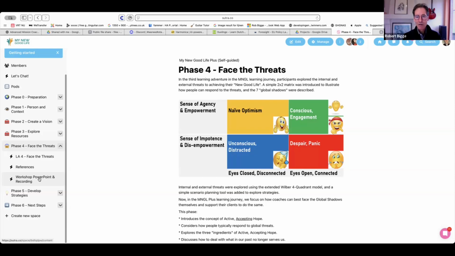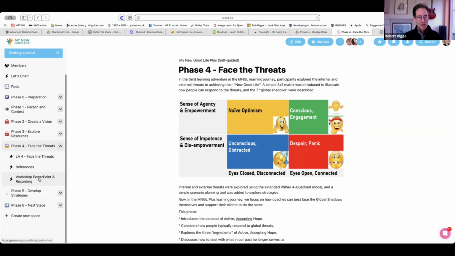So the new program addresses the whole canvas, which the original version of Mind Your Good Life didn't, possibly because it wasn't so clear in Bernard's mind when we developed it. So things have evolved over the past couple of years. One of the things we're now doing is using the Mind Your Good Life Light as a starter, and then adapting the Mind Your Good Life Plus to follow the new format. But this program follows the original version.